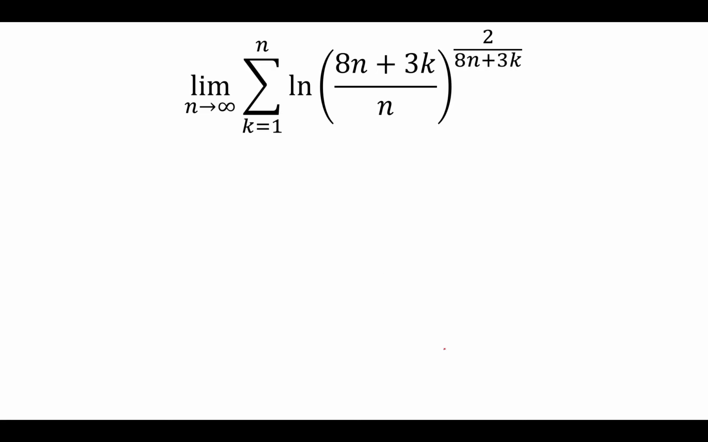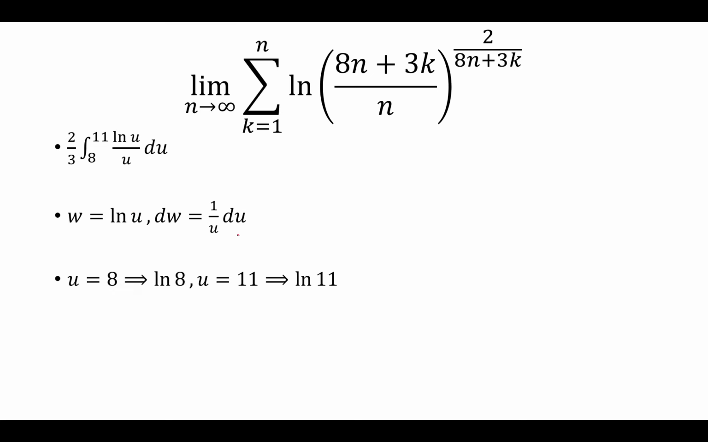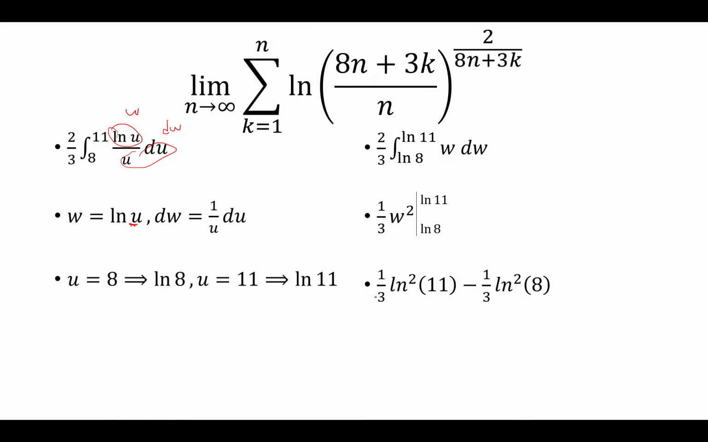For that, we're going to make another substitution. So we'll say w is ln of u. So dw is 1 over u du. We'll change the limits again. When u is 8, plug it in here, we get w is ln of 8. And then when u is 11, we get w is ln of 11. So those are the bounds. And then ln of u, this top part is just w. du over u is dw. Integrate, we have 1/3 w squared from ln of 8 to ln of 11. And this is our final answer.